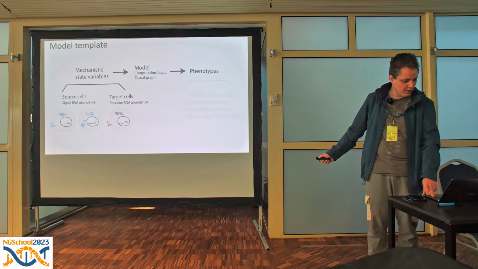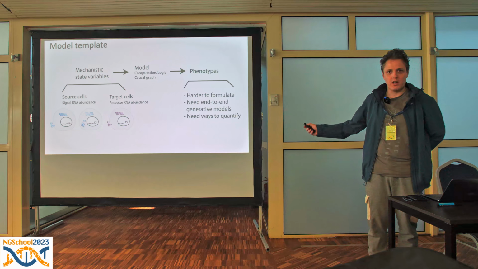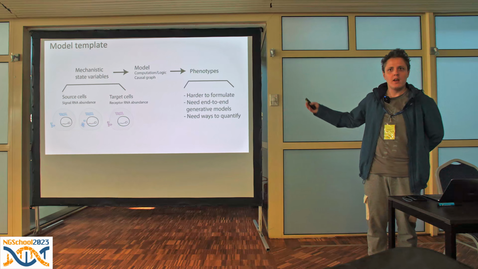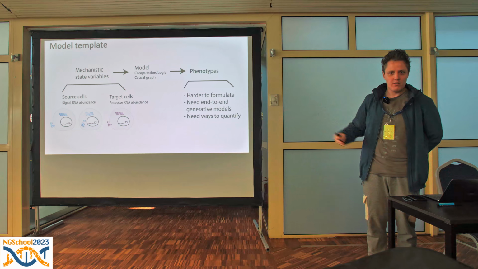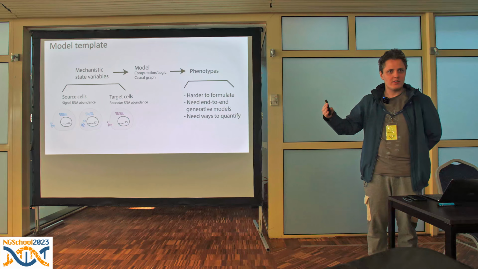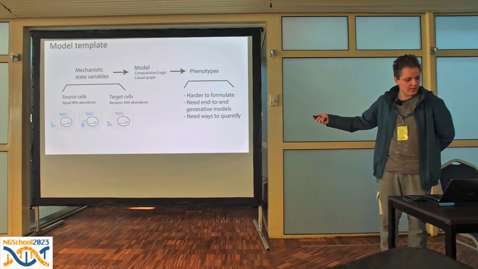But what is harder to formulate is what are the phenotypes? What is this model supposed to explain? In the single cell case, it was relatively easy. We measured RNA abundance, we measured DNA accessibility, so let's just predict that. In this case, it's harder.